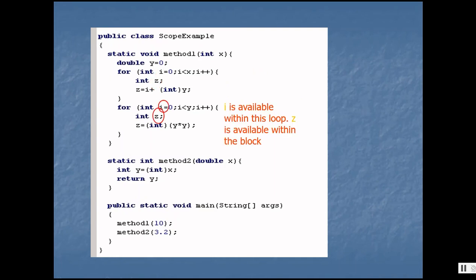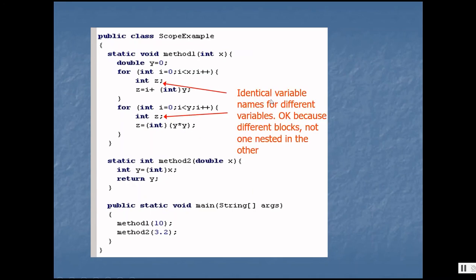And we have similarly a whole other I. This I and this I are two completely different I's and two completely different Z's. They're not within the same nesting structure, as you can see. This loop is not nested inside that loop. If this loop was nested inside that loop, we couldn't have another Z declaration. But it's not.